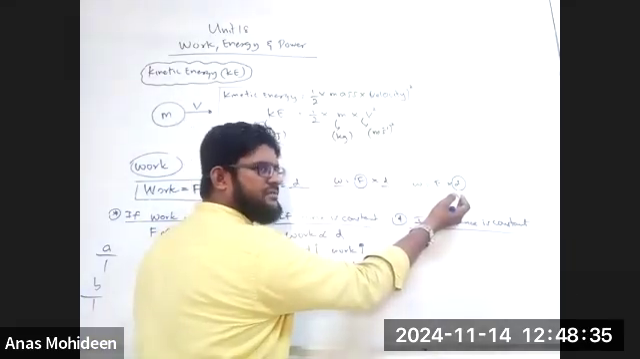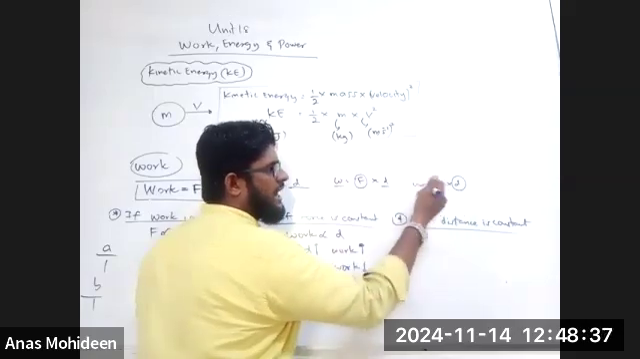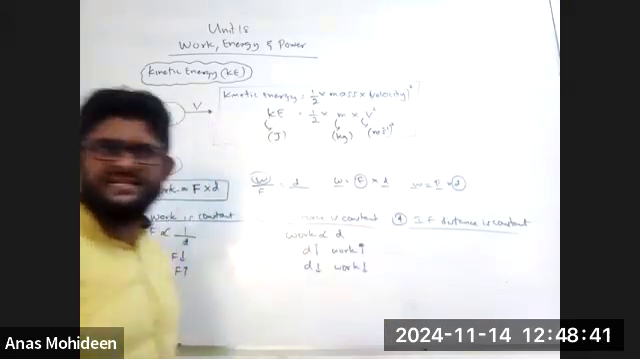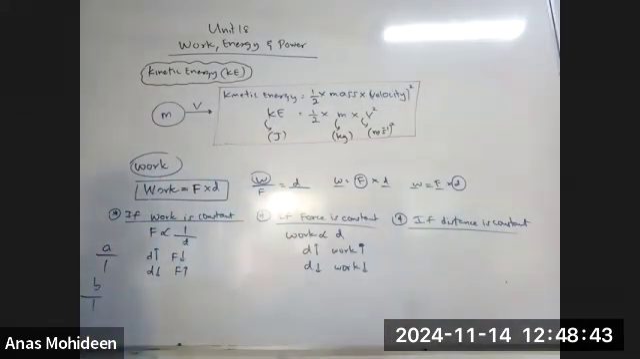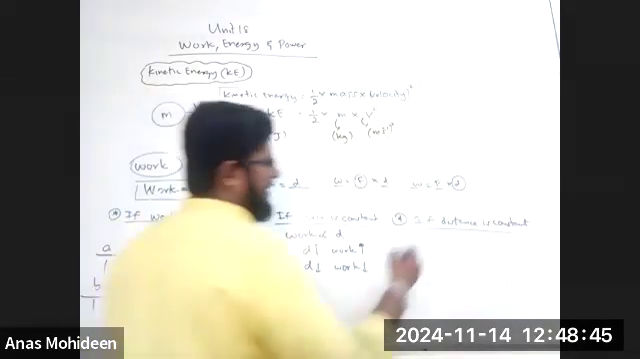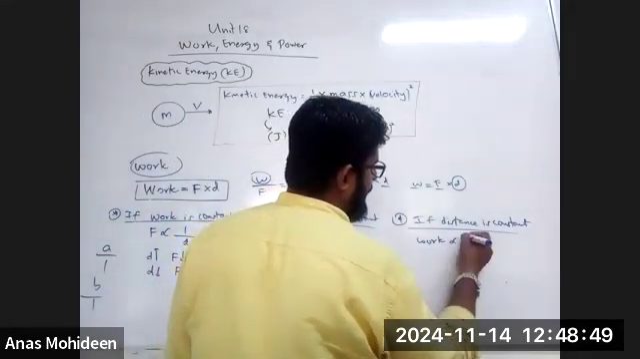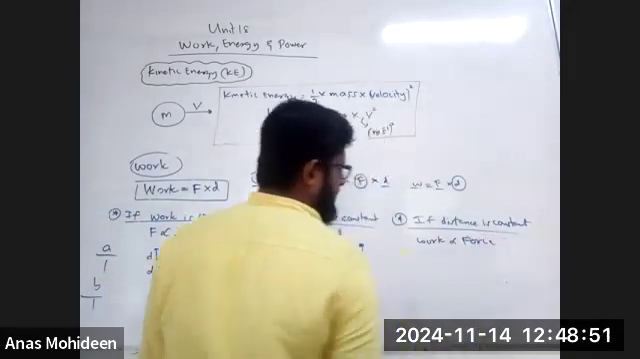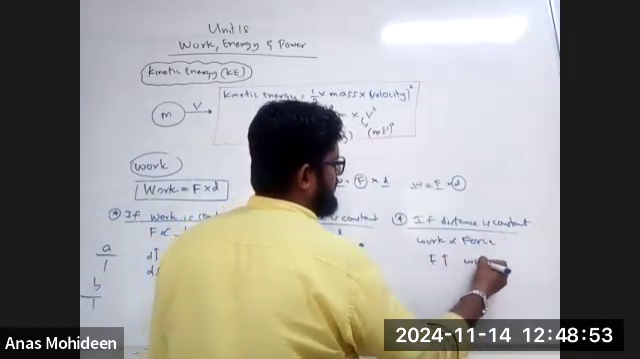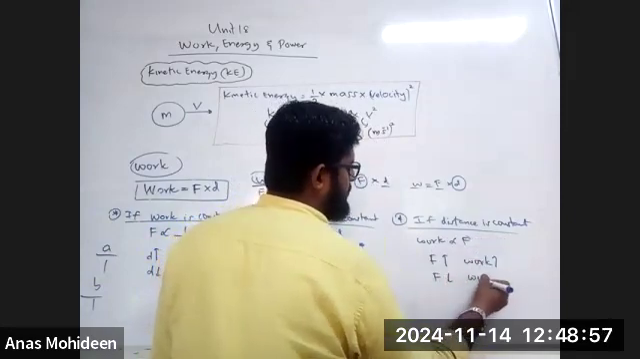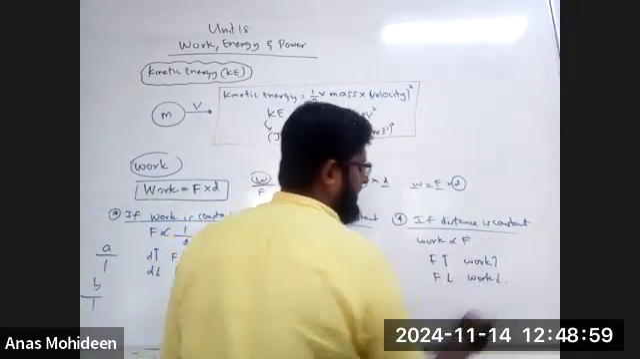This is the constant value, right? These two are either side of this, above the line, right? Then is it direct proportion or inverse proportion? Direct proportion. So I can take it as work is directly proportional to force. So you increase the force, work increases. And you decrease the force, work decreases.